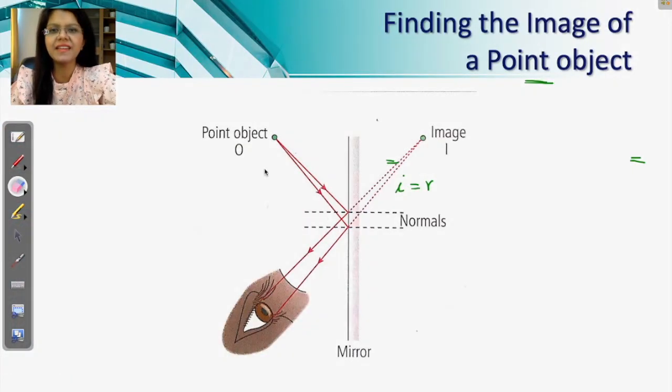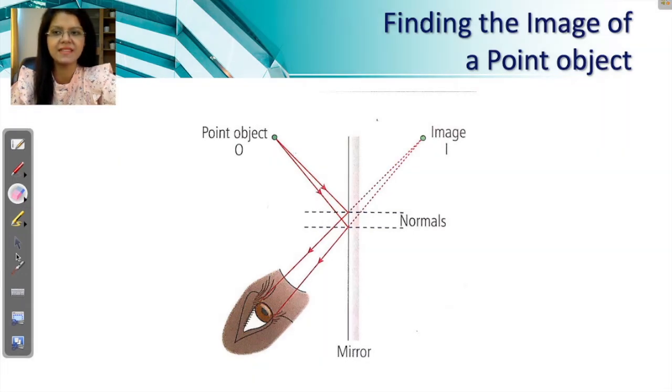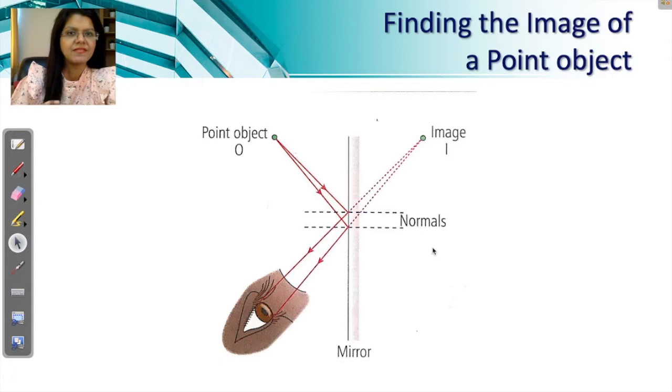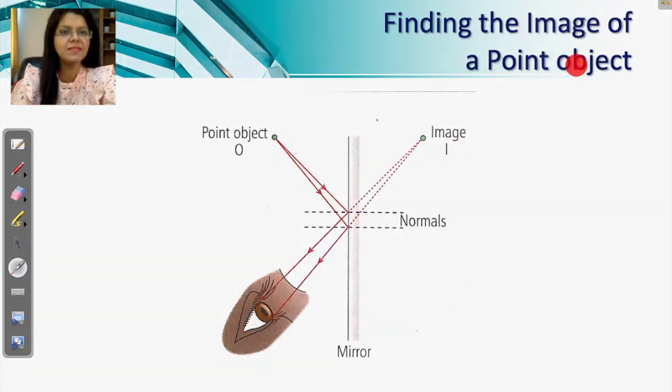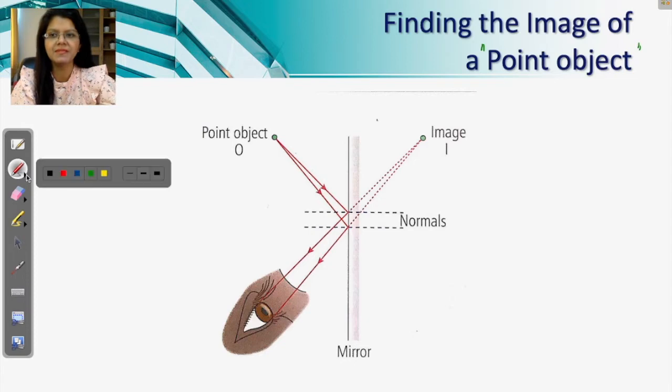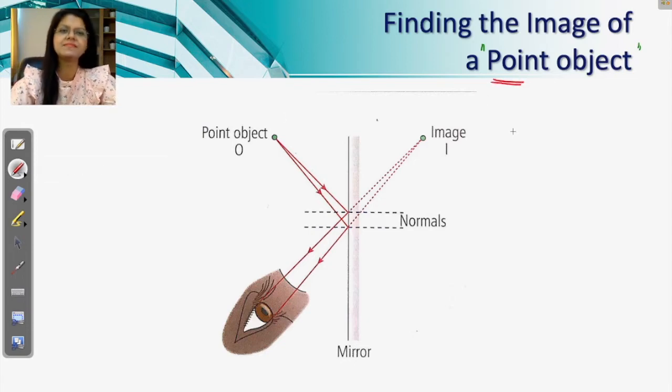How do we find the image of a point object? Let us understand this few small technical things. How do you find the image of a point object? Now, what is a point object? This is a very, very small basic thing that we need to understand before we start understanding about the mirrors in general. What is a point object?